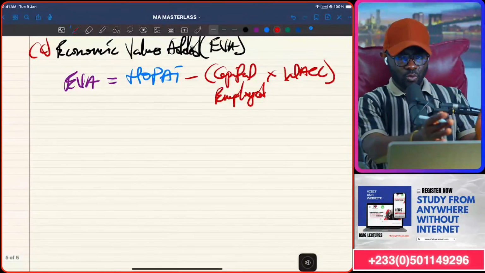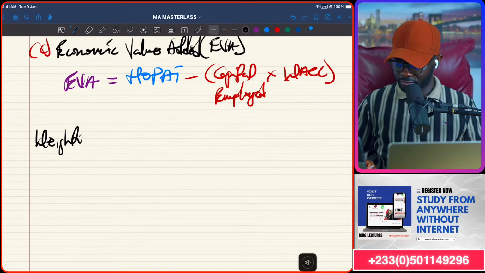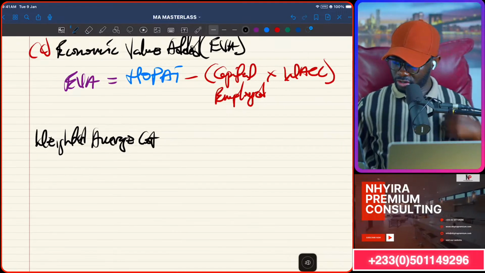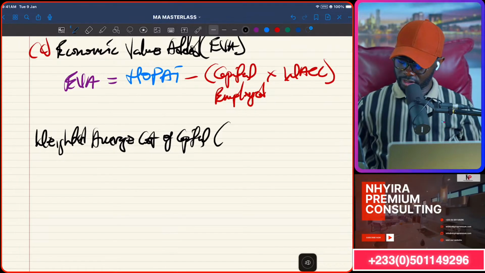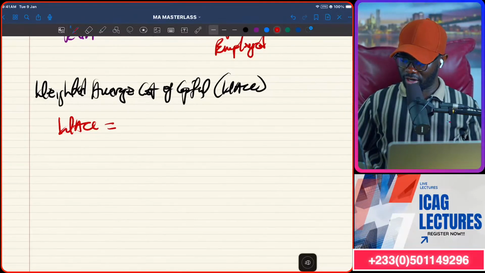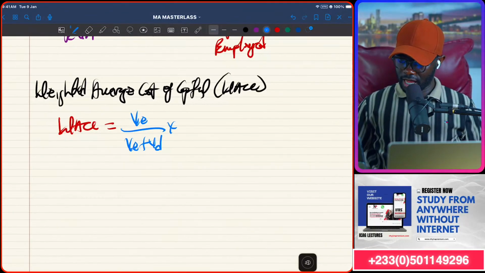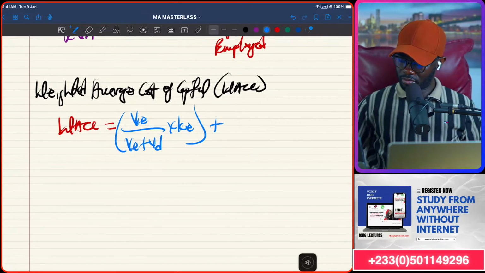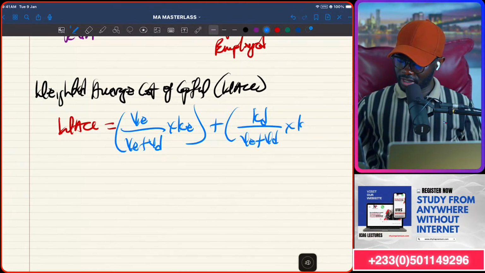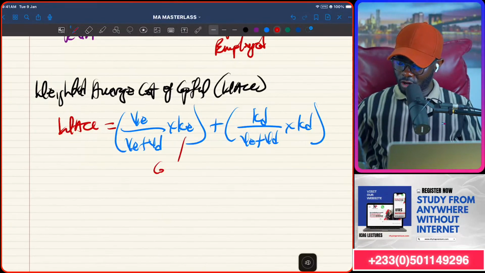So first, let's work for what is on the far right side, the weighted average cost of capital first. Weighted average cost of capital, WACC. That's what the WACC stands for. And so WACC, if you remember in your financial management class, is going to be VE over VE plus VD times KE plus KD over VE plus VD times KD. That's the formula. Where KE is the cost of equity.